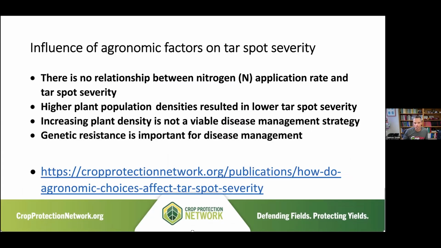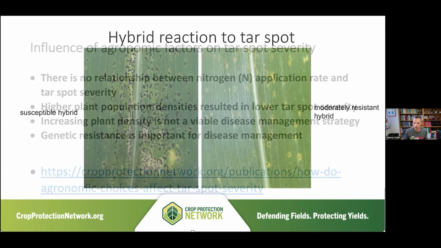So just to sum this up, it's really about genetics. I think the resistance out there is coming along. We want to be looking at those partially resistant hybrids, trying to maximize our control there. You don't need to worry about nitrogen when it comes to tar spot. And then seeding rate, know that lower seeding rates may lead to higher levels, but I wouldn't get too concerned with adjusting planting populations or anything like that.